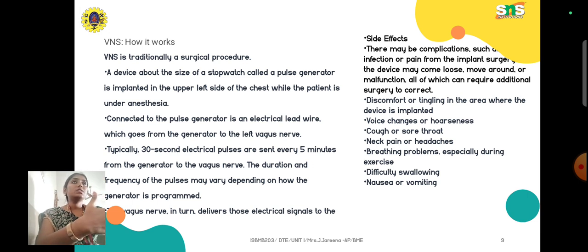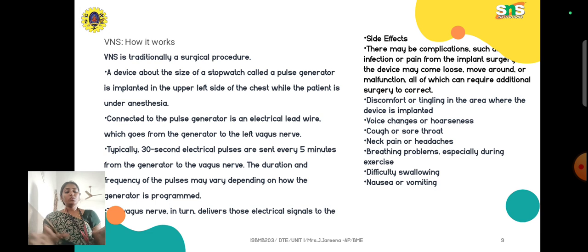In some cases, people will be more conscious that they are carrying a device, so that itself can disturb their mental state. They feel depressed and uncomfortable, and that may even lead to breathing problems. They feel more restless. So these are some of the side effects you can see with vagus nerve stimulation.